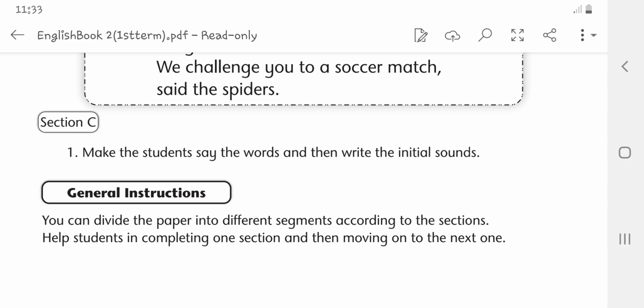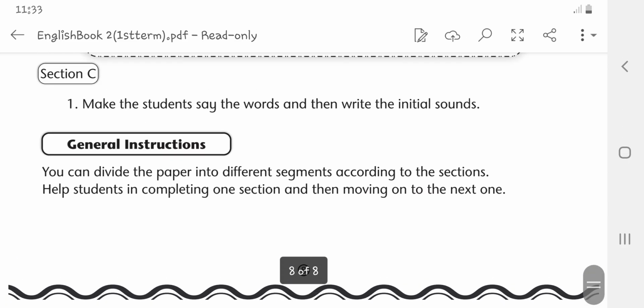General instructions: you can divide the paper into different segments according to the sections, help students in completing one section and then moving on to the next one. You can also administer this paper over the course of 2 days. Maybe you can do the reading and the dictation part on one day and then do the grammar and the comprehension and the conversation part on the other day, or you can do the reading and conversation on one day, and do the remaining parts on the other day.